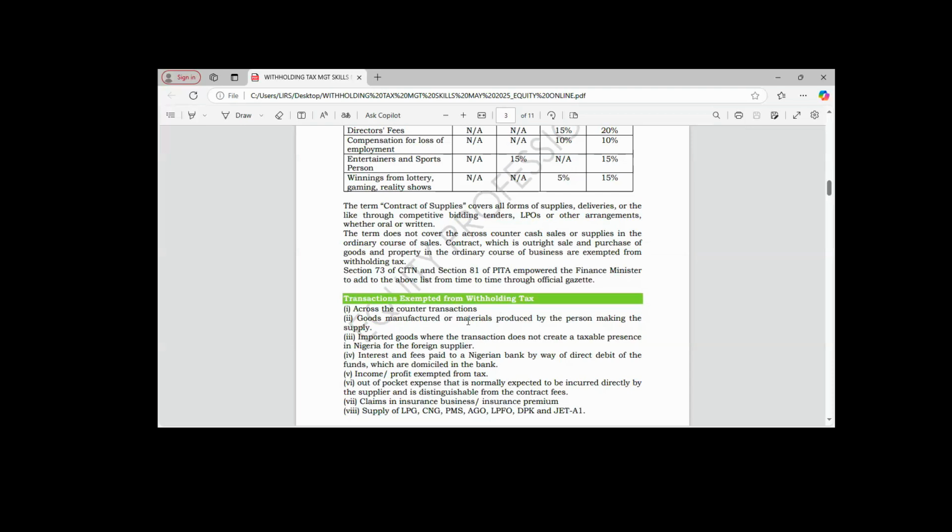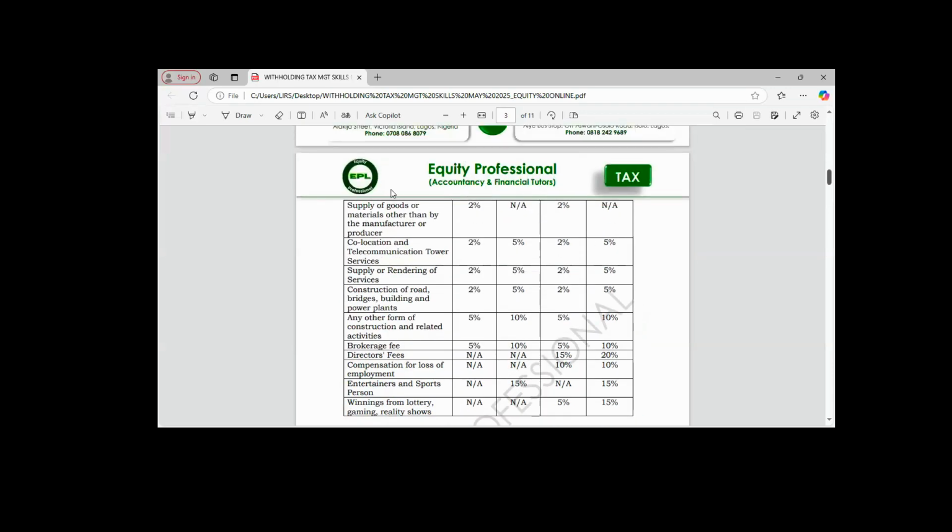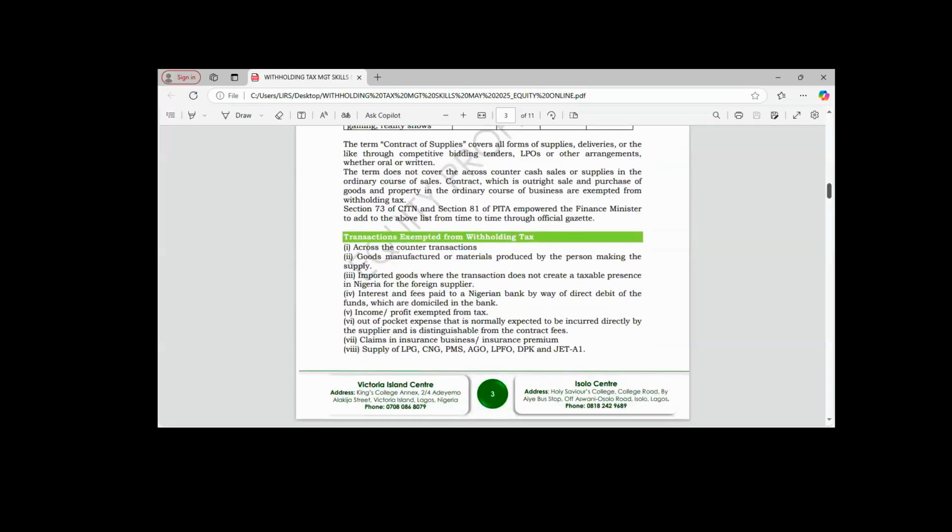Goods manufactured or material produced by the person making the supply. So you are the manufacturer of the goods. When we did the rates, I mentioned supply of goods or material other than by the producer. But where you are the producer, it will be exempted from withholding tax.